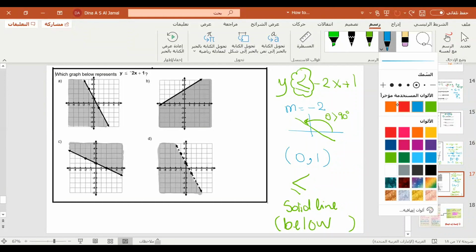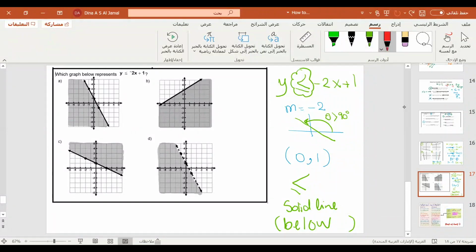So let's now start canceling things. First of all, clearly your B is wrong because it's making an acute angle. That means your slope here is positive, which is wrong. And let's look at D. You are having a dashed line. Here you are having equal. So it is wrong. Now, we would like to think of A and of C.